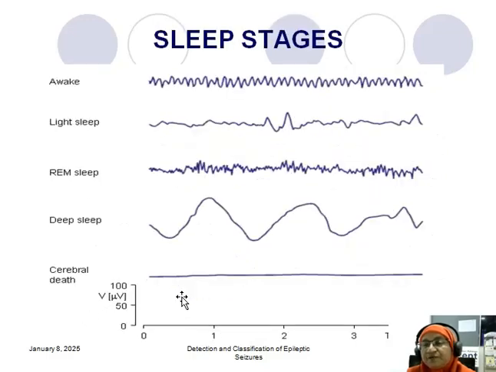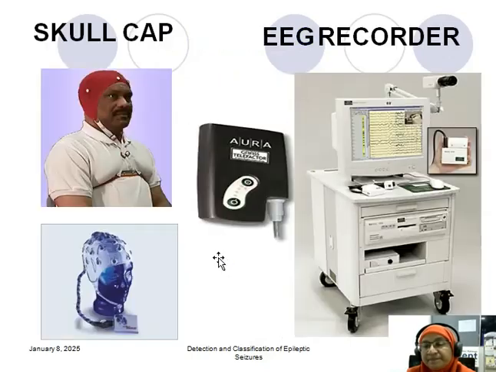These are the waveforms for sleep stages. During awake, that is 8 to 13 Hertz. Light sleep, this is rapid eye movement. During dreaming, you will get this kind of signal. In deep sleep, delta. And in cerebral death, brain death, you have a straight line.